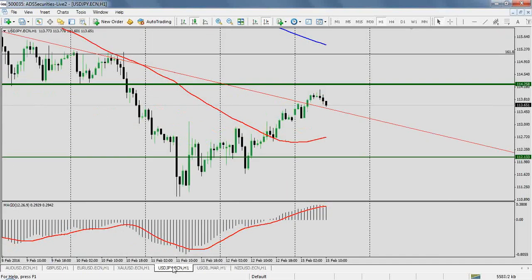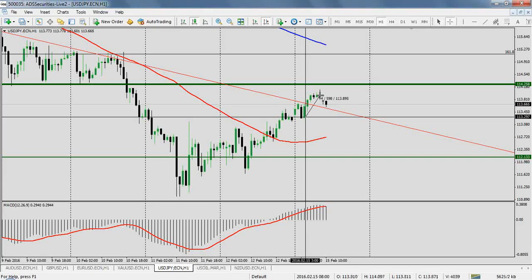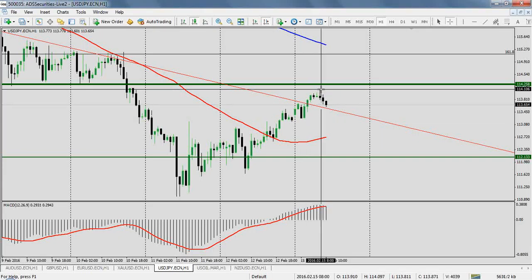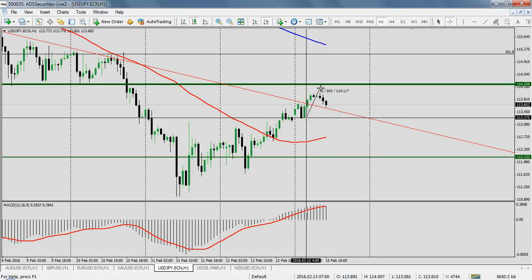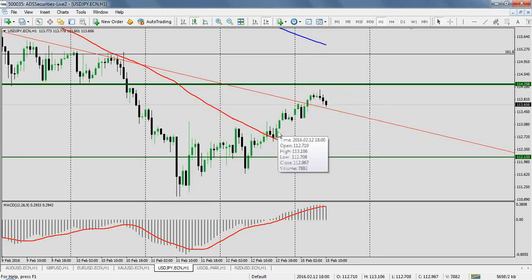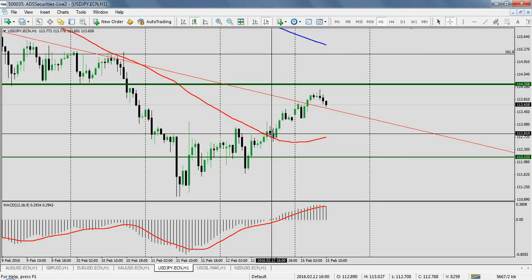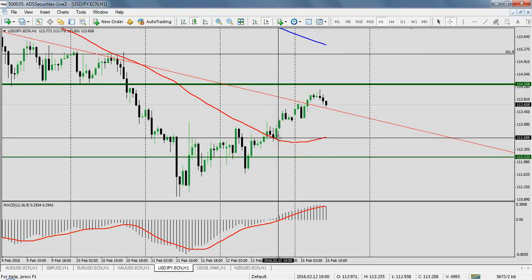Now, let's take a look at Japanese yen. I would like to ask you, do you know why USD Japanese yen went bullish today and then went bearish afterwards? Can anyone comment about the reason behind the bullish move, and also the reason behind my bullish entry from Friday?